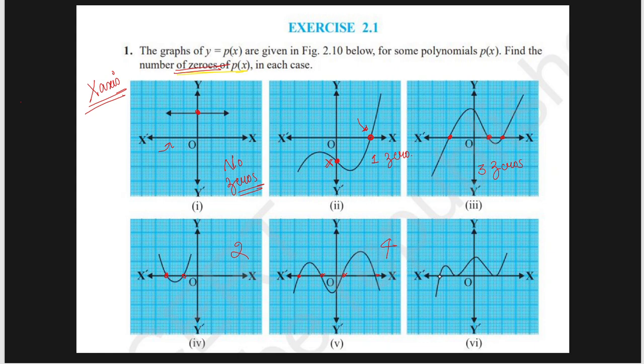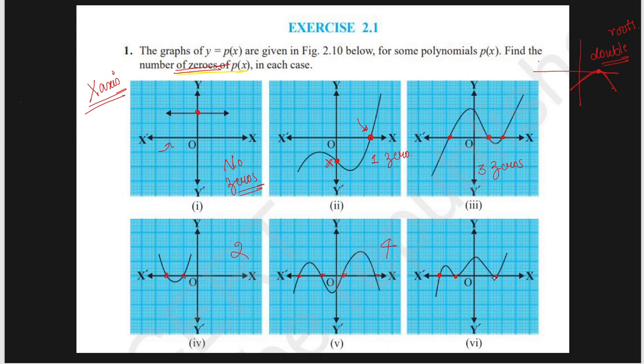Lastly, let's have a look. Here it is not cutting but it is touching. Touching also means that, for example, suppose this is a graph which is touching the x-axis. That means the root over here will be a double root. We'll discuss the discriminant in the next chapter, but this means that there is a double root. Touch or cut means that this will be a root of that particular polynomial.